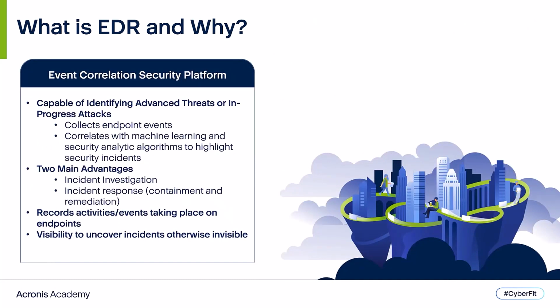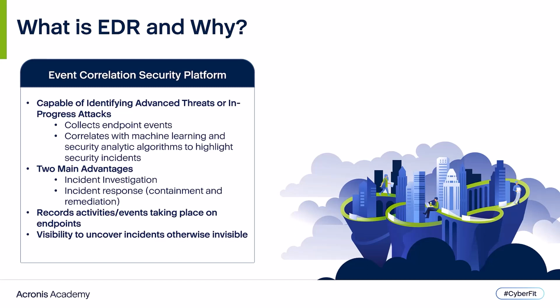EDR is an event correlation security platform. It is continuously monitoring and collecting endpoint events to detect and respond to cyber threats like ransomware and overall malware. It is recording activities and events, storing endpoint system-level behavior, and utilizing data analytic techniques. The goal is to detect suspicious system behavior, provide contextual information, block malicious activity, and provide remediation suggestions to restore affected systems. There are two main advantages: incident investigation and incident response, containment and remediation.